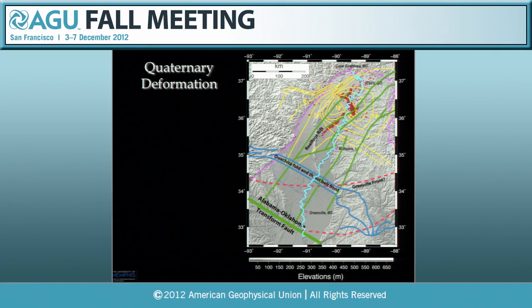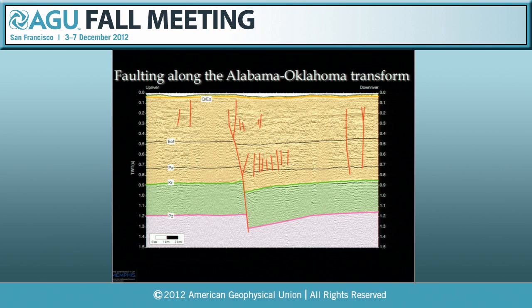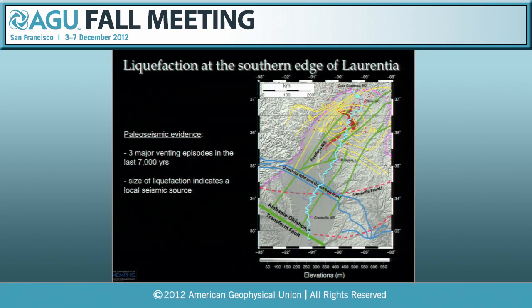Okay, we're now moving. We looked at these 3 areas, and I'm going to show you the last line right across the Alabama-Oklahoma transform. And this is what we see. A very, very well-developed fault that displaces the top of the Paleozoic, Cretaceous, all the way up to the base of the Quaternary. And this fault is located next to 2 liquefaction fields as identified by Randy Cox that show 3 major venting episodes in the last 7,000 years.